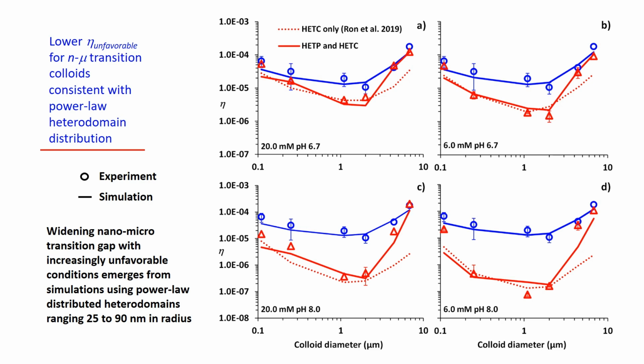And you can see that this gap between favorable and unfavorable attachment increases with that increasing unfavorability, but also increases specifically for this nano to micro transition size range between 200 and 2,000 nanometers. And so by incorporating heterogeneity on both surfaces, we're able to capture this. And notice that the dotted line is for when we incorporate it only onto the collector surface. So we don't quite close that gap for the largest colloids if we don't include heterogeneity on the colloid.